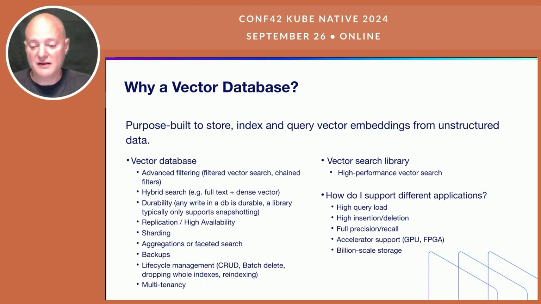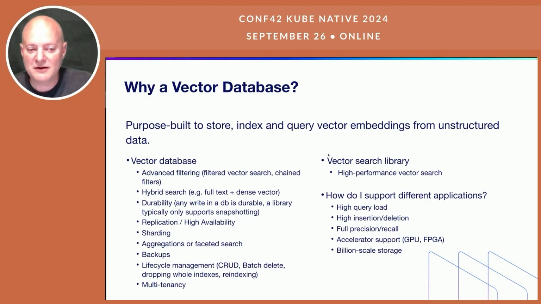Things can be replicated, highly available in a cluster. Things that make sense for native Kubernetes. Sharding, aggregations, things will be backed up. You could do full CRUD, so you can create, you could update, delete things, indexing, re-indexing, multiple people using the same app. These are cloud things we all know about.